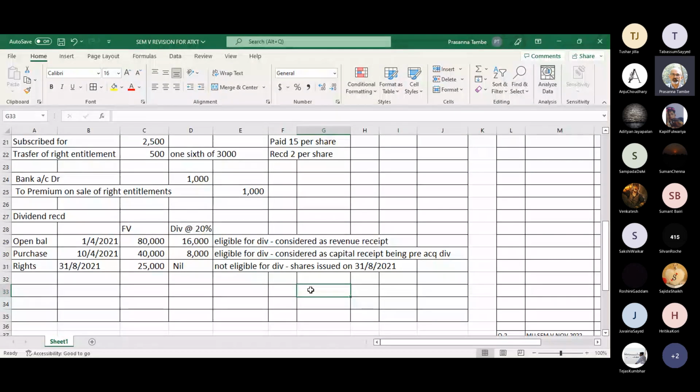Shall I proceed with the accounting? So please, can you repeat the third one? Why is it not eligible? Okay. What is the date of allotment of these shares? I'll ask you a couple of questions. You only give the answer for your question. Okay. What is the date of allotment of these right shares?